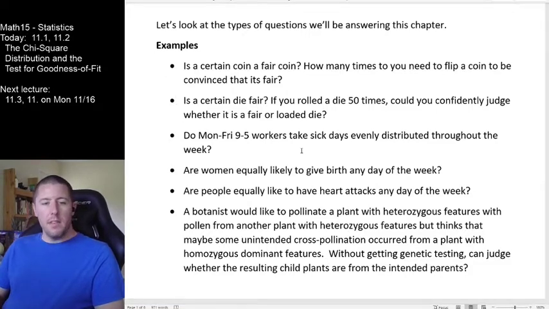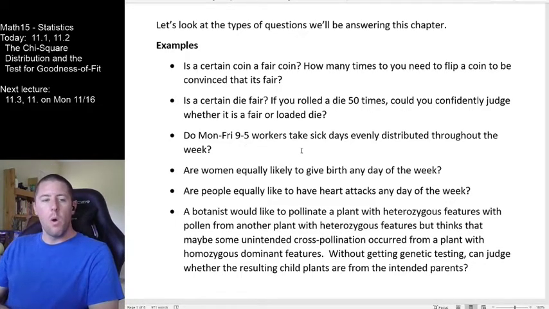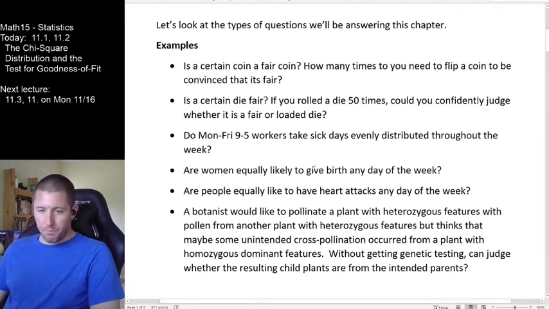Very similarly, next two questions: are women equally likely to give birth any day of the week? Are people equally likely to have heart attacks any day of the week? We would want to see what the distribution of births or of heart attacks are across each of the 7 days in a week and ask ourselves, does it seem like some sample of these has been drawn from a uniform distribution where there's an equal likelihood on each day of the week? Or is there maybe some reason why perhaps women are more likely to give birth on a certain day of the week, or that people are maybe more likely to have heart attacks on a given day of the week?